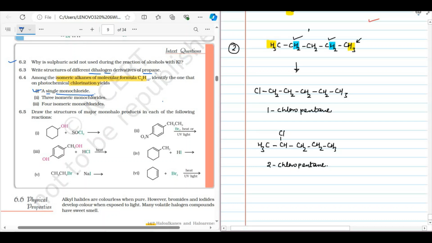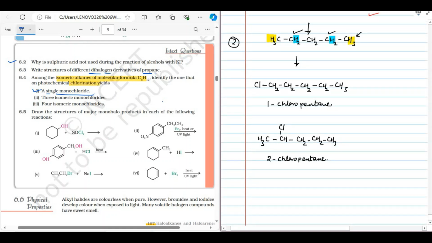But if we replace the middle hydrogen, you will get the product CH3, CH2, CH, CH2 and CH3. So here if you replace this hydrogen, you will get 3-chloropentane. No other monochloro derivative can be obtained by the reaction of this pentane. This is n-pentane.